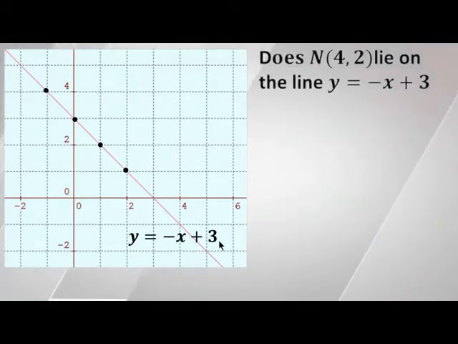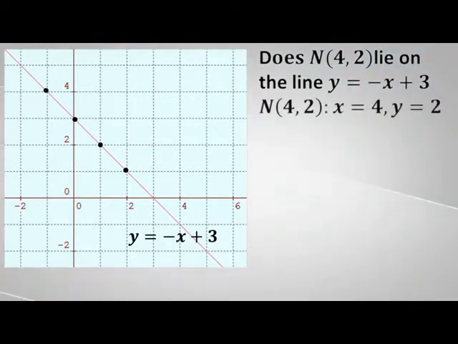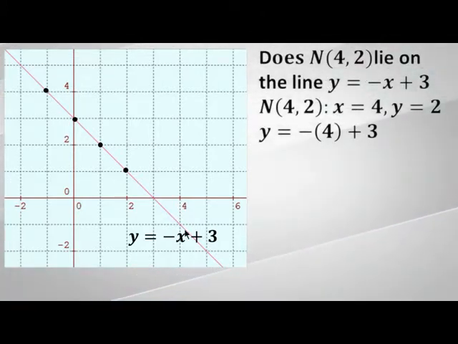Does point N (4, 2) lie on the line y equal to negative x plus 3? Let's prove it. If point N is (4, 2), it means x equal to 4 and y equal to 2. So now we're going to substitute the value of x equal to 4 into this equation. Are we going to find y equal to 2? If y equal to 2, it means this point N lies on this line.